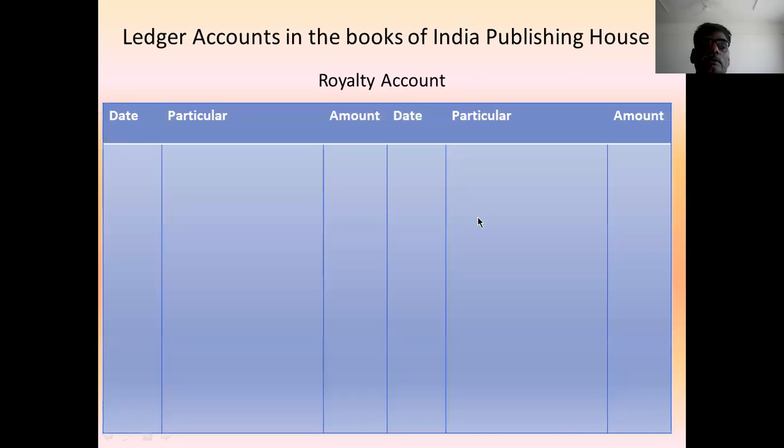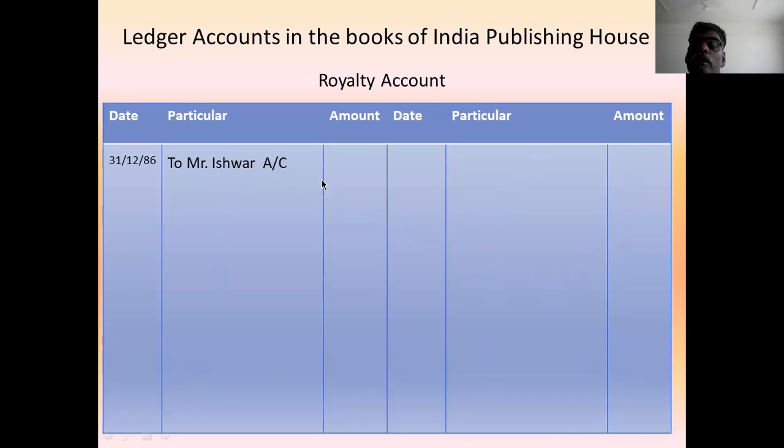Next, you prepare the ledger accounts in the books of the publishing house. The royalty account is the first. On the debit side, you write the author's name, Mr. Ishwar. On the credit side, by P&L account, you put the amount from the royalty column.